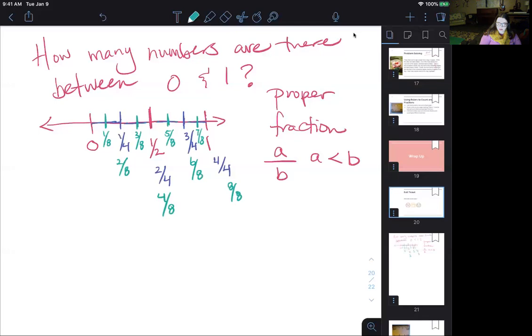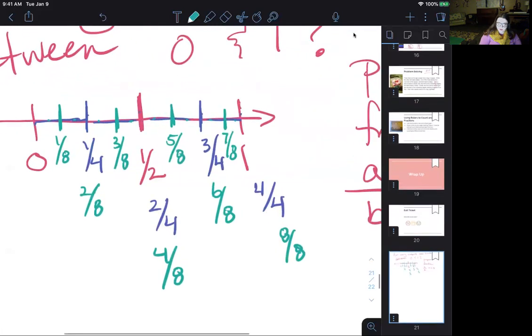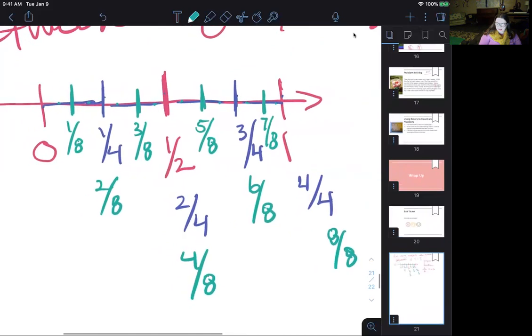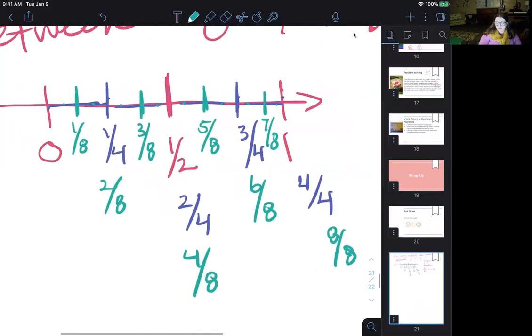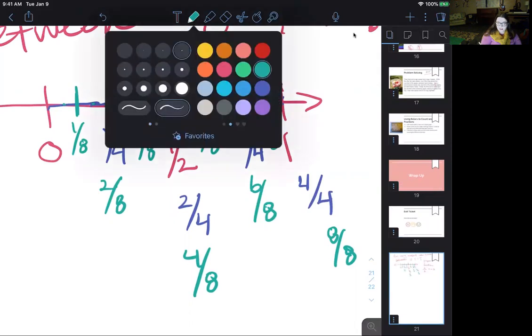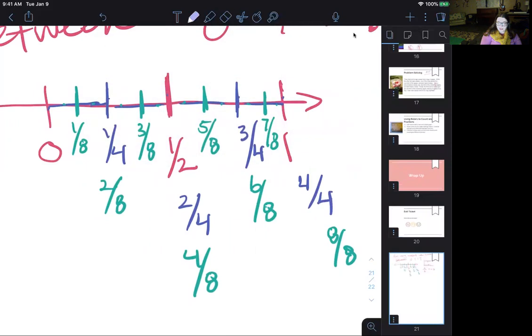I actually didn't mark 2 halves. I could have done that, and actually, in a way, almost need more space, right? Because it gets really crowded. So the point here is we can always keep dividing this up. We can divide it further and further, and that actually means there are an infinite number of fractions between 0 and 1.